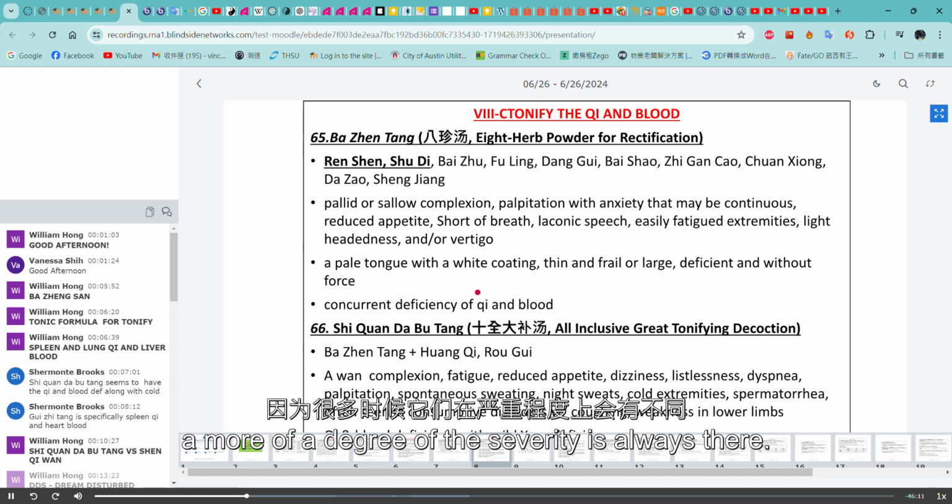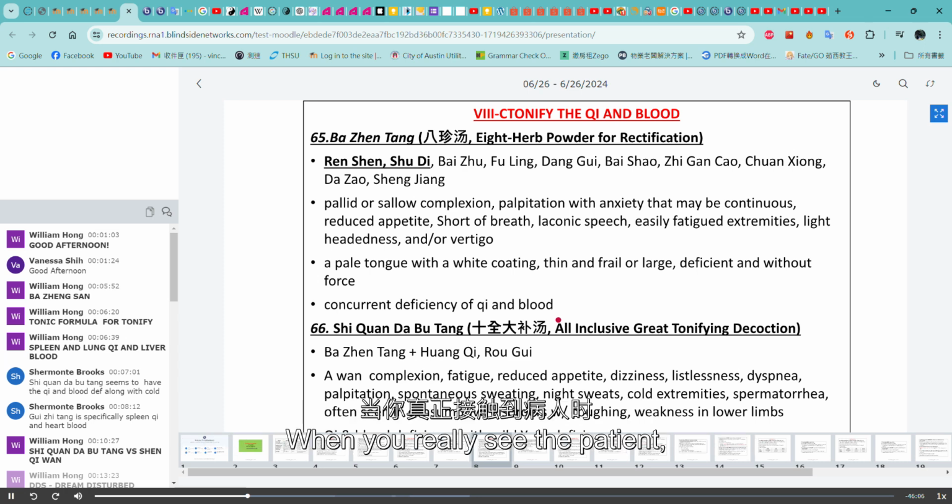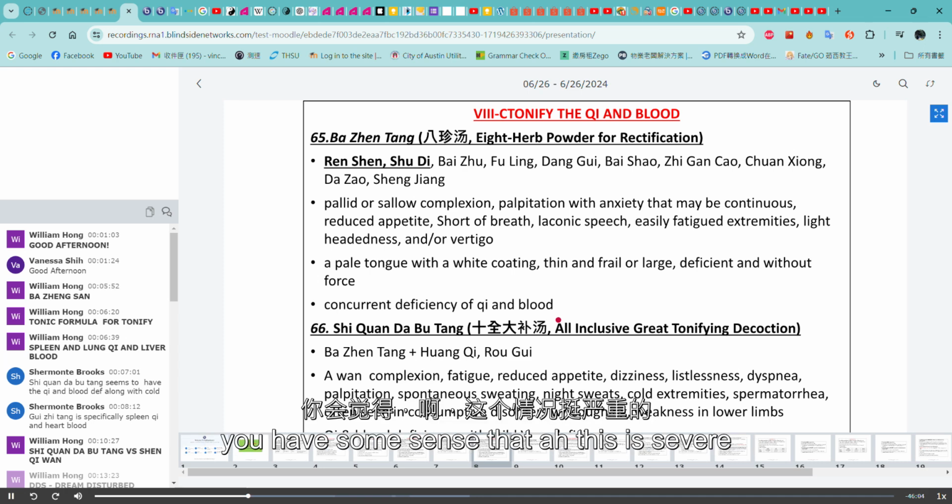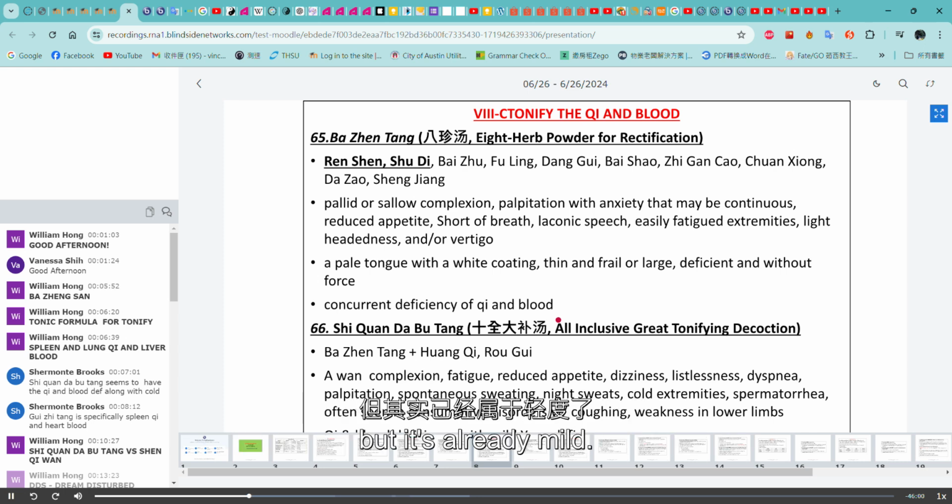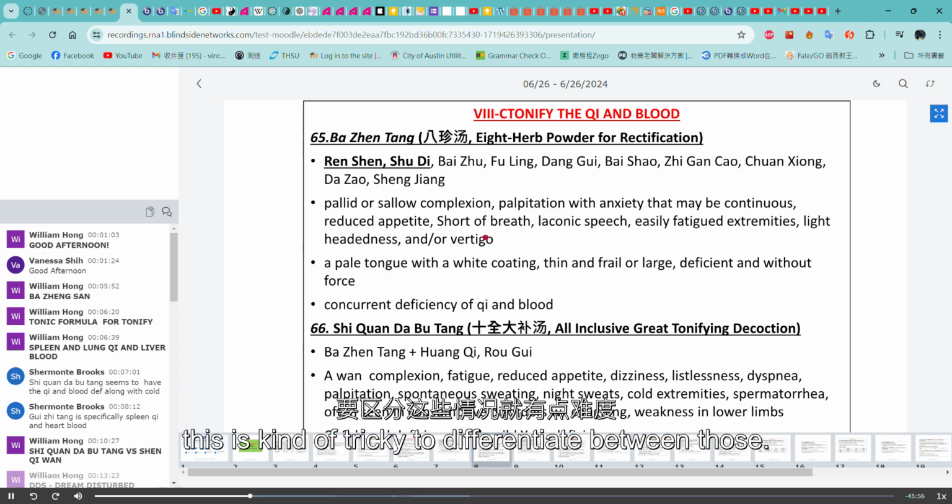Sometimes it is difficult to differentiate, because there's always a degree of severity. When you really see the patient, you have some sense that this is severe, or this is mild. It's not that bad. So you can decide, but in writing, this is kind of tricky to differentiate between those.